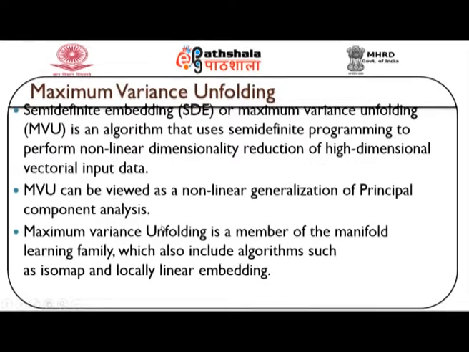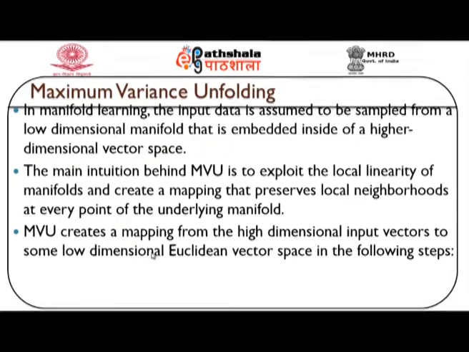The next kind of dimensionality reduction technique is the maximum variance unfolding technique. This is a semi-definite embedding technique; maximum variance unfolding is an algorithm that uses semi-definite programming to perform nonlinear dimensionality reduction of high-dimensional vectorial input data sets. MVU can be viewed as a nonlinear generalization of principal component analysis. Maximum variance unfolding is a member of the manifold learning family, which also includes algorithms such as isomap and locally linear embedding.